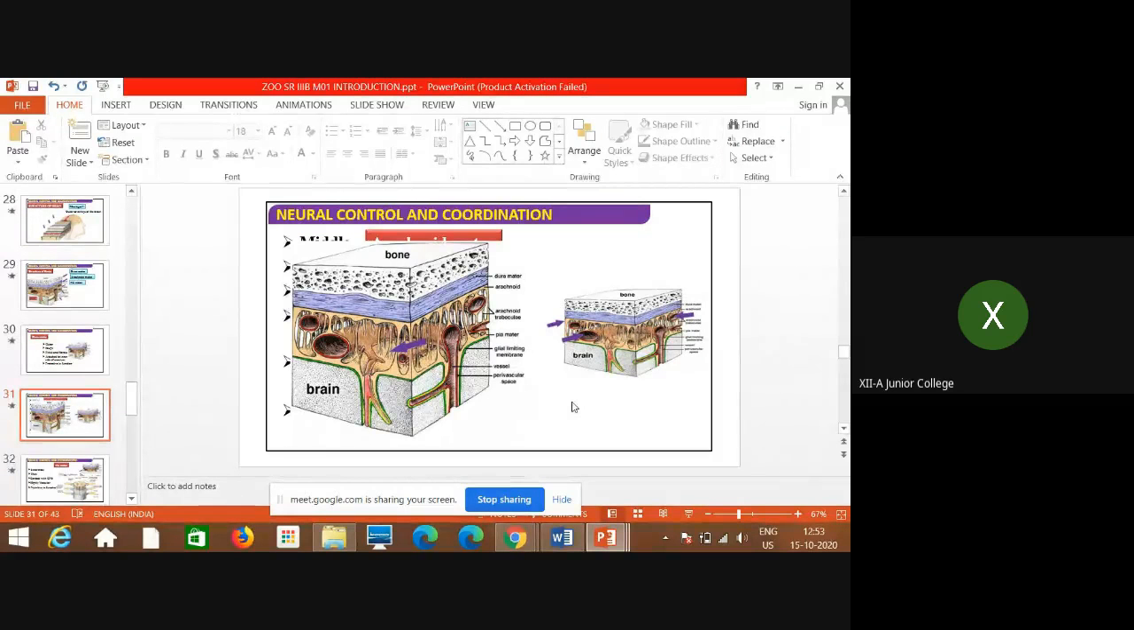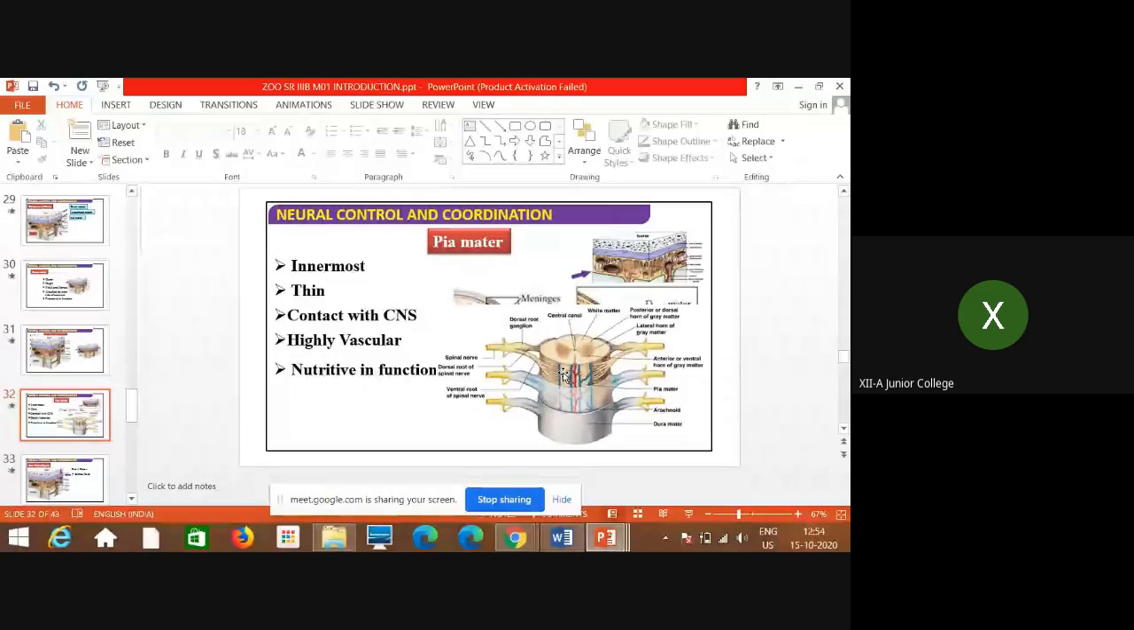Now, arachnoid matter. This is the middle one. Here you can see this is the dura mater, this is the part of cranium, and this is the arachnoid matter. Here also there are branches or extensions called the trabeculae. That means these are extension-like structures. This is the middle layer of the brain, called arachnoid matter, and the innermost is called pia mater. So dura, arachnoid, and pia mater. These are the three different layers, and they are considered to be part of the meninges.